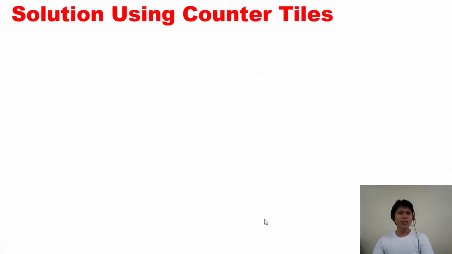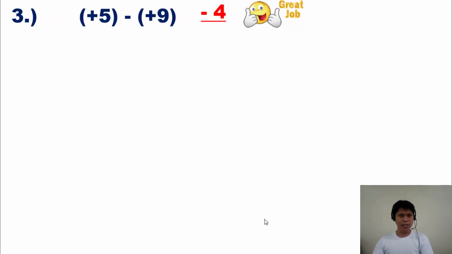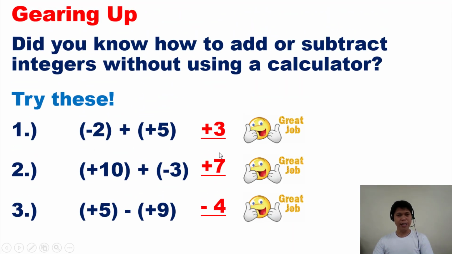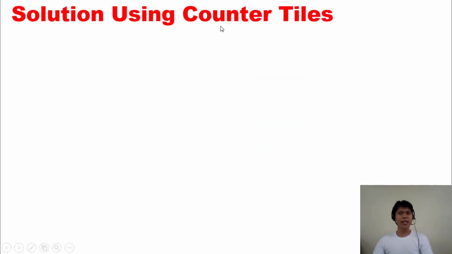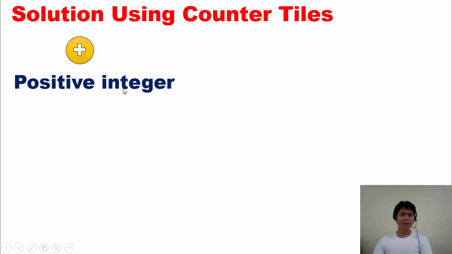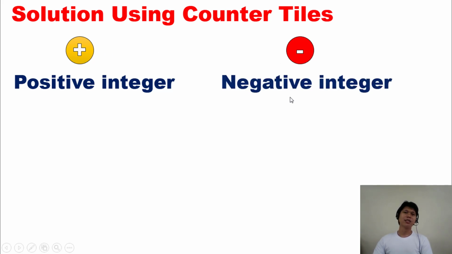So how do we get these answers, positive 3, positive 7, and negative 4, without using a calculator? That is our target for today, and we are going to discuss it in an easy way by using the counter tiles. This is a tile representing a positive integer. This is a negative integer, so this is positive 1 and this is negative 1.